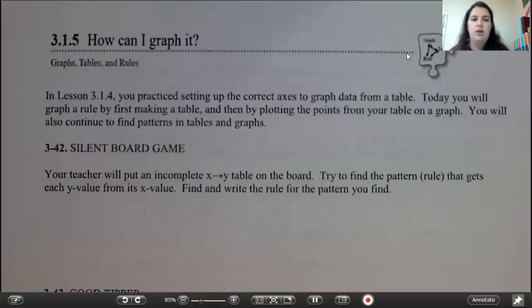It is called How Can I Graph It? Graphs, Tables, and Rules. Follow along as I read the introduction. In lesson 3.1.4, you practice setting up the correct axes to graph data from a table. Today you will graph a rule by first making a table and then by plotting the points from your table on a graph. You will also continue to find patterns in tables and graphs.